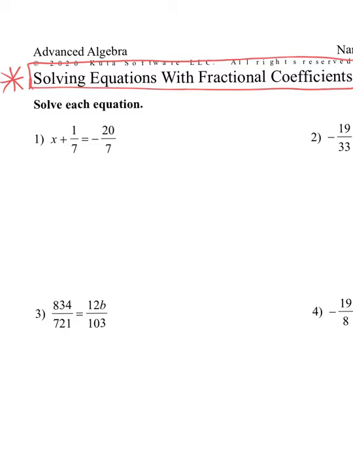If we look at the first one, it says x plus 1/7 equals negative 20 over 7. So in order to get x by itself, the first thing that we're going to do is minus 1/7 from both sides. Now, if you have a calculator, you can type in your calculator negative 20 divided by 7 minus, and then in a new set of parentheses, 1 divided by 7. If you do that correctly, you will get negative 3.